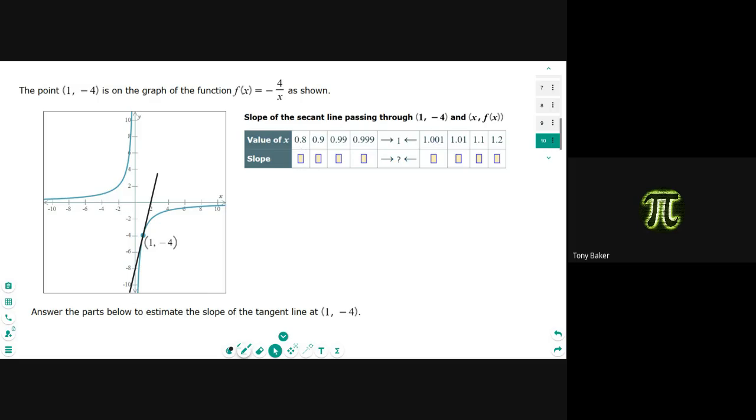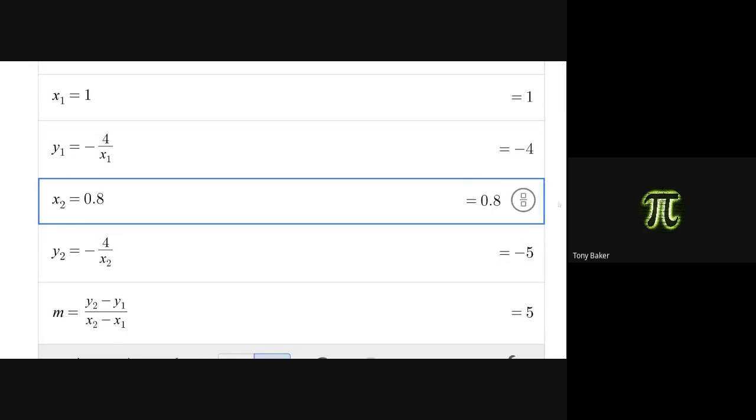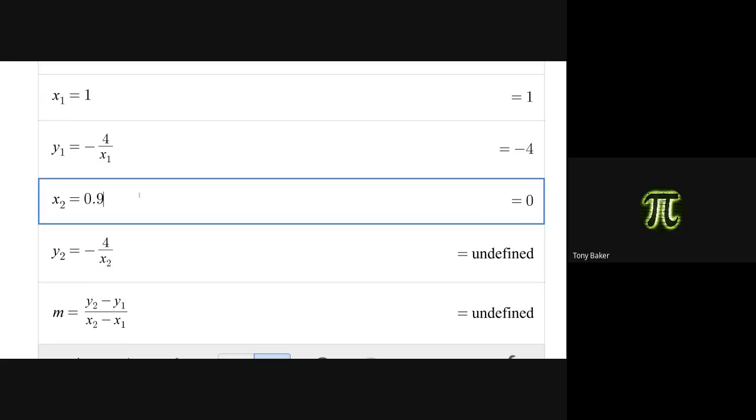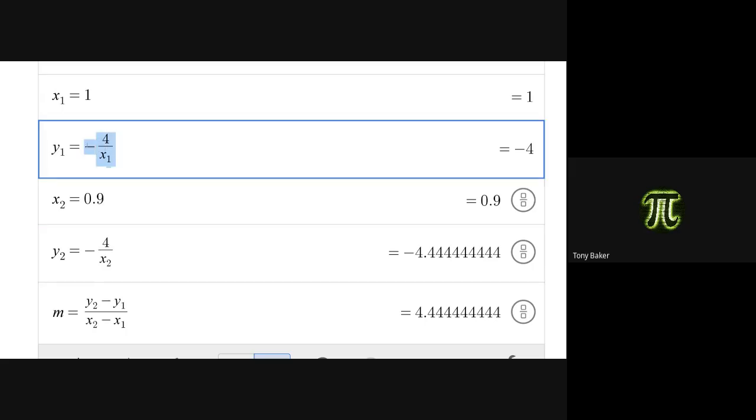So the first number is 0.8. So here, I'm going to put 0.8. And down here, it gives me my slope. So in this case, my slope is 5. The next one says 0.9. So I change that to 0.9. Now my slope changed. The only thing you're going to have to set up differently is this right here will be whatever equation they give you in the problem.